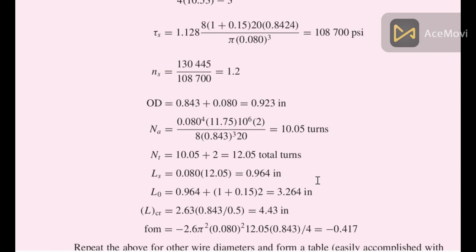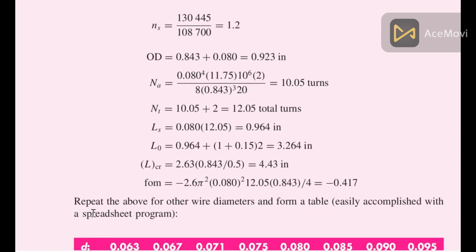Now we will go for the FOM, figure of merit value, that is minus 2.6 pi square small d square total turns into capital D divided by 4. So the value comes out to minus 0.417. This is from the actually assumed diameter.